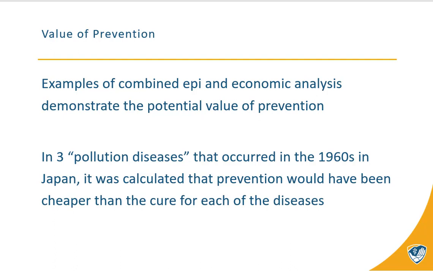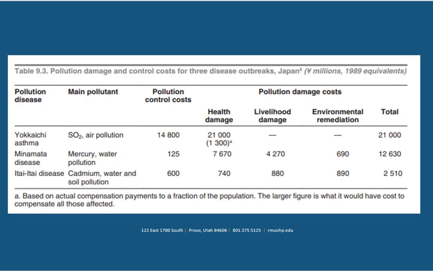Let's take a look at the value of prevention now. Examples of combined epidemiology and economic analysis demonstrate the potential value of prevention. In three, quote unquote, pollution diseases that occurred in the 1960s in Japan, it was calculated that prevention would have been cheaper than the cure for each of the diseases. Here's Table 9.3, pollution damage and control costs for three disease outbreaks in Japan. And so we see the pollution disease, the main pollutant, the pollution control costs, and then the pollution damage costs.